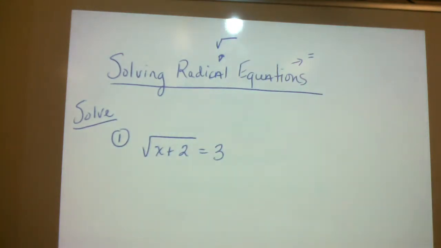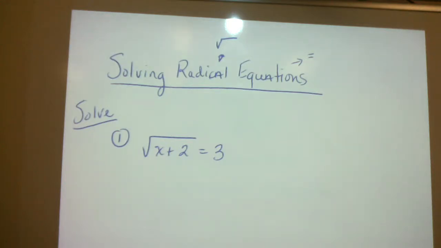So we've got the square root of x plus 2 is equal to 3. Our goal here is to find out what x is equal to. You can use trial and error if you want. It may take you a while. Well, this one's not that difficult. You could probably use trial and error. But in Algebra 2, there's a way that we solve this.